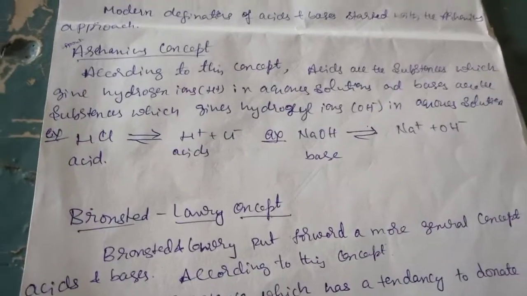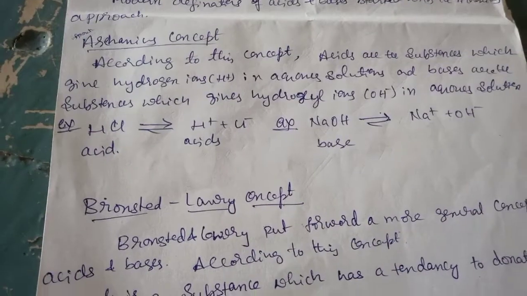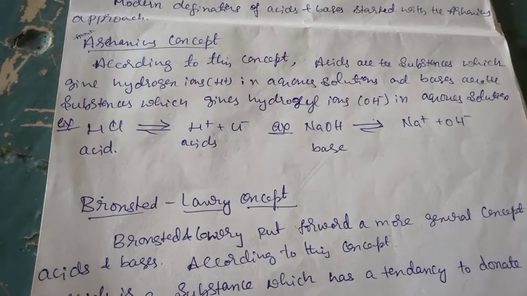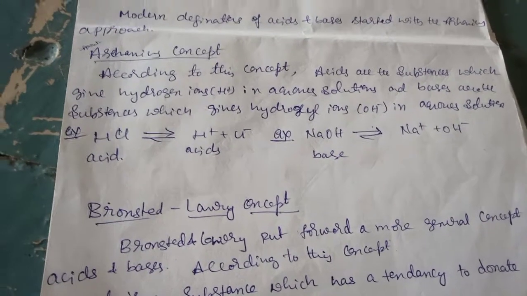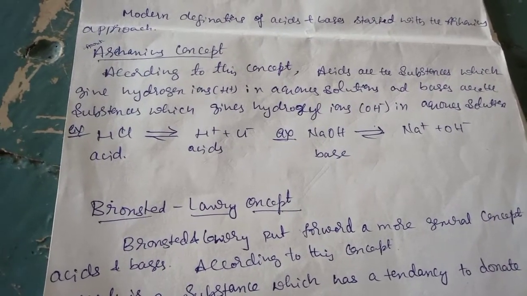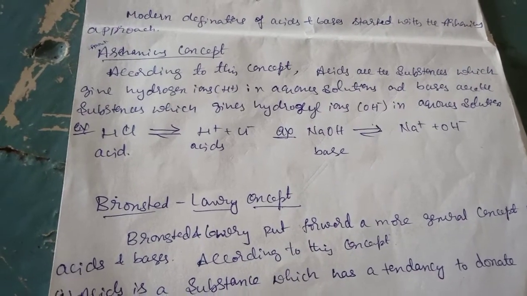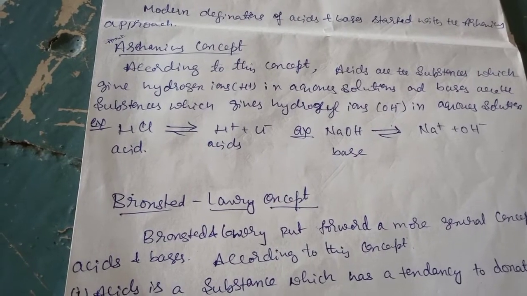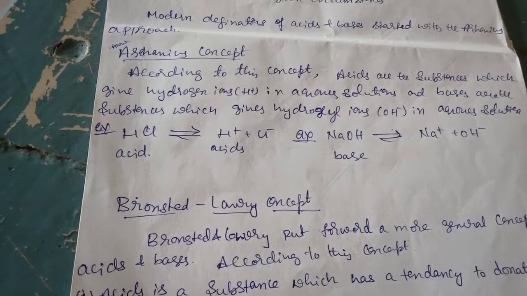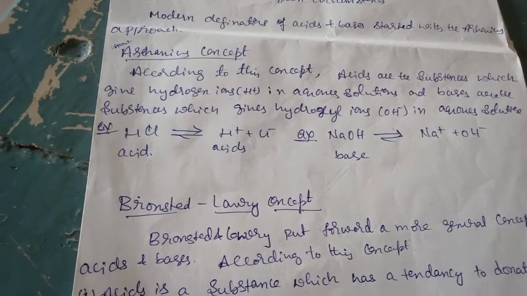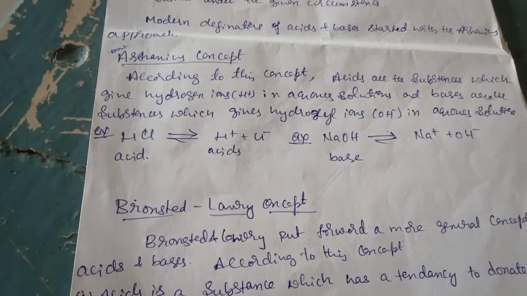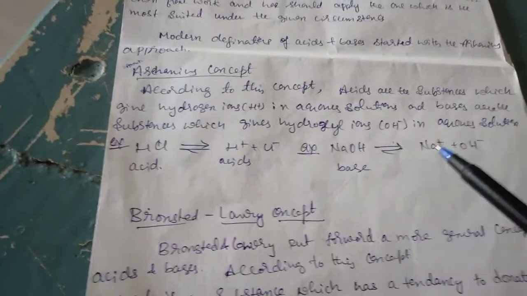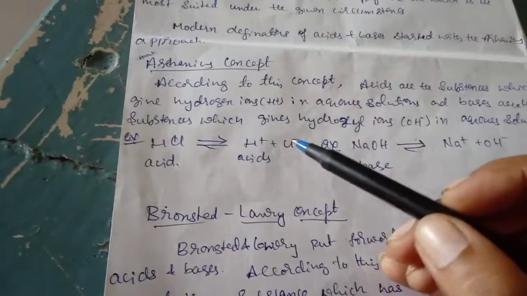Okay, so what about base? Similarly, we know already NaOH, we can take NaOH as a base. So after ionization in aqueous solution, what does it give? Na plus and OH minus ion. So according to the definition, bases are the substance which give hydroxyl ion, OH minus ion, in aqueous solution. This type of solution is called Arrhenius bases. Okay, this is the one concept.